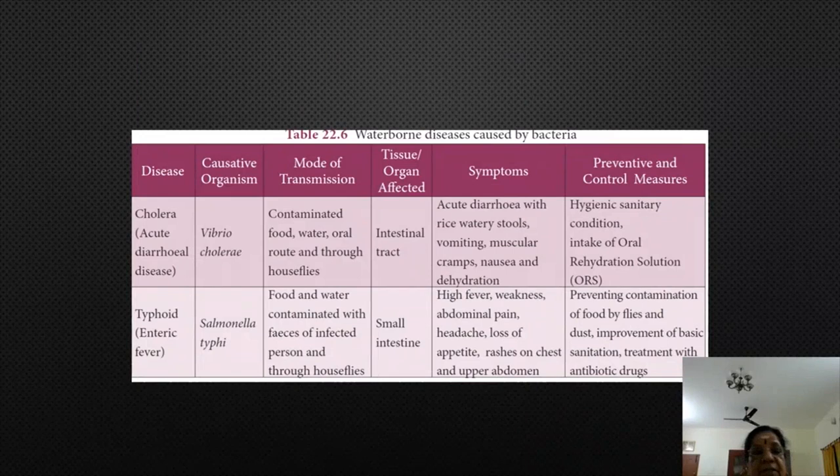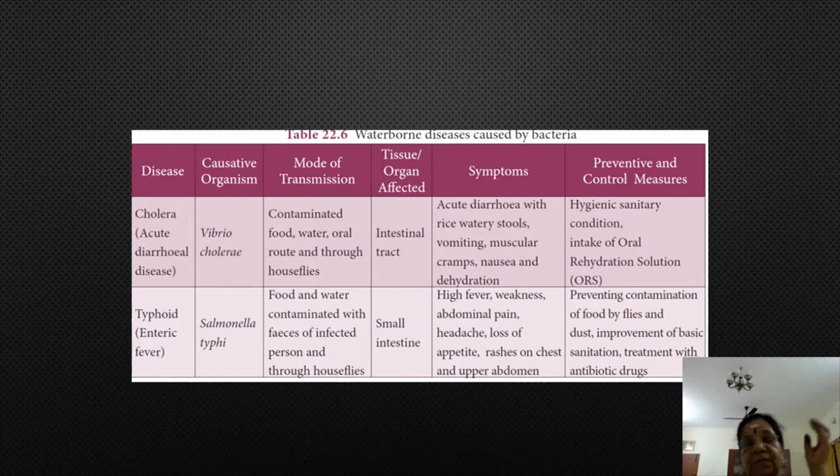Bacteria, enalana, again cholera, acute diarrheal disease, and typhoid. It is also known as enteric fever. Typhoid is also known as enteric fever. So cholera, causative organism, Vibrio cholerae, typhoid, Salmonella typhi. Whereas mode of transmission, contaminated food, water, oral route and through houseflies.